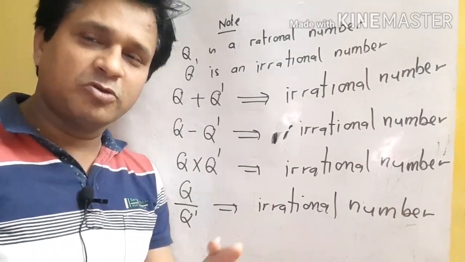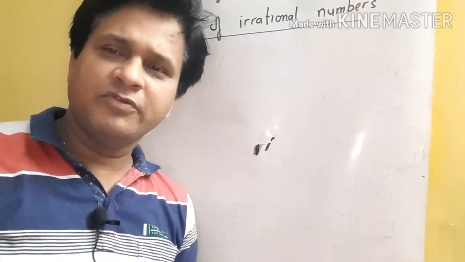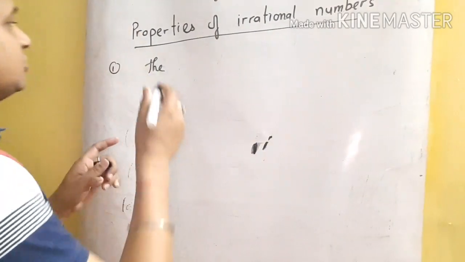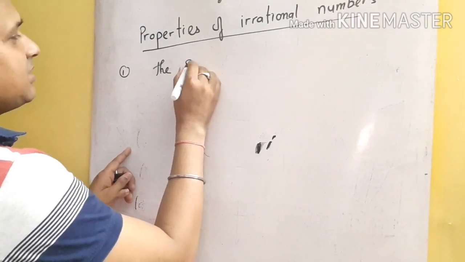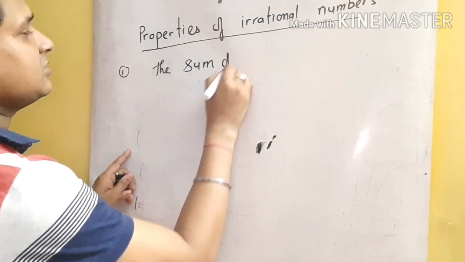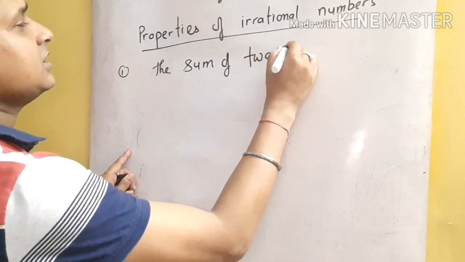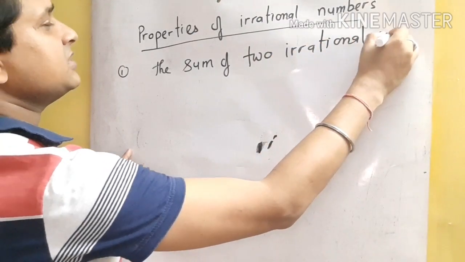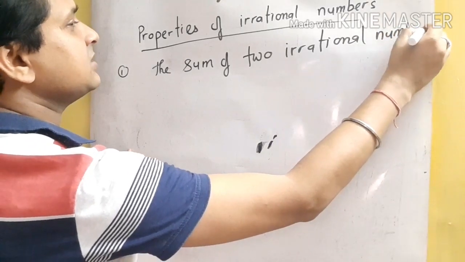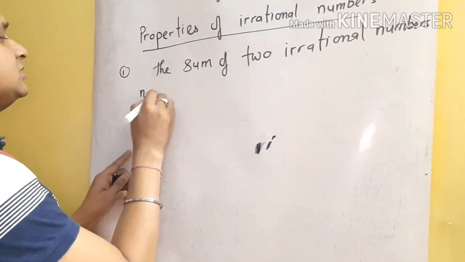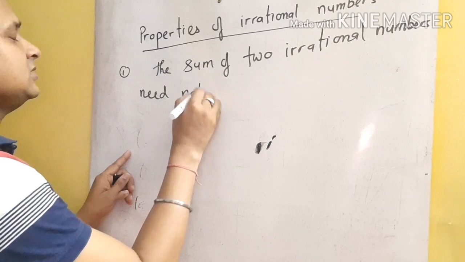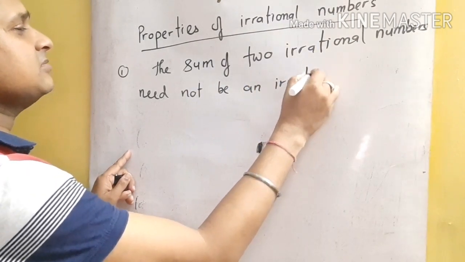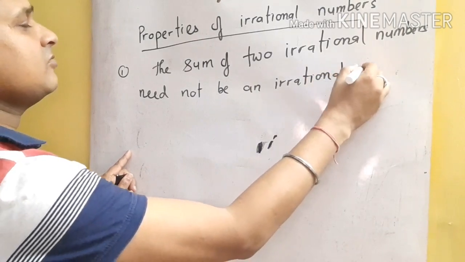Then you will understand the properties of irrational numbers. Now, we are going to see the properties of irrational numbers. So, the first property: the sum of two irrational numbers need not be an irrational number. What does it mean?